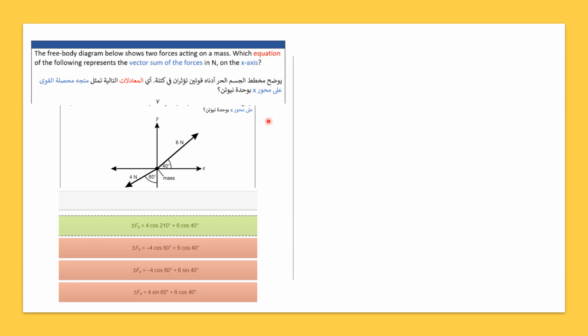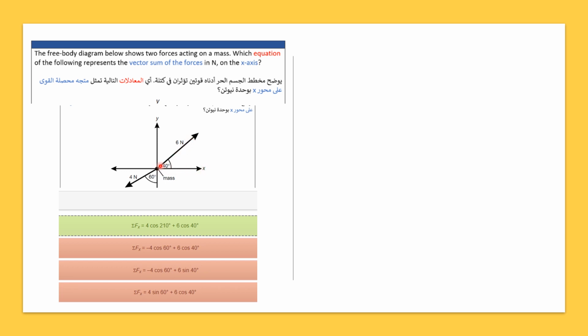Here we have this question. The free body diagram below shows two forces acting on one mass. Which of the following equations represents the vector sum of the forces in Newton? So here in this question, you need to calculate the forces on the x-axis, and that's what they are asking for. So here we have two forces, 6 Newton and 4 Newton. So let's start with the 6 Newton.